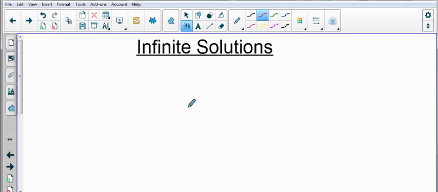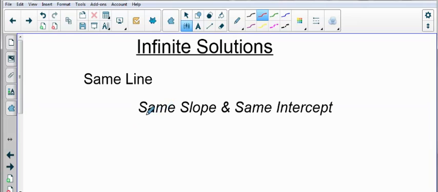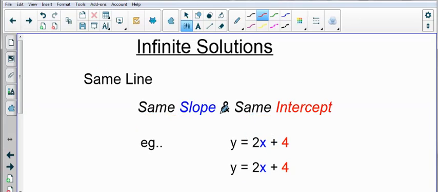Or there could be infinite solutions. It means they're the same line. If they're the same line, there are infinite solutions. All right? If they have the same slope and the same intercept, they are the same line. So here's an example. These have the same slope, 2. Both have 2. That should have been the blue on the 2. Sorry about that. Put blue on the 2, leave the x as black. And the intercepts were 4. They both cross at 4.